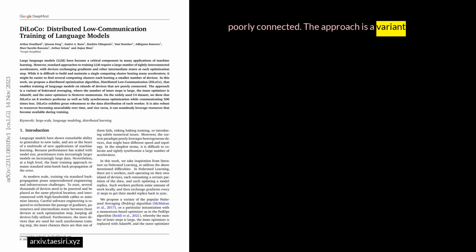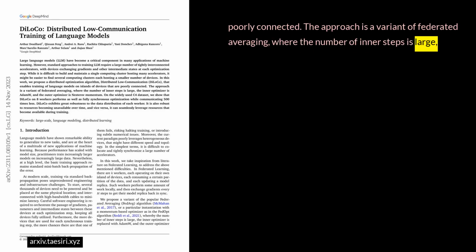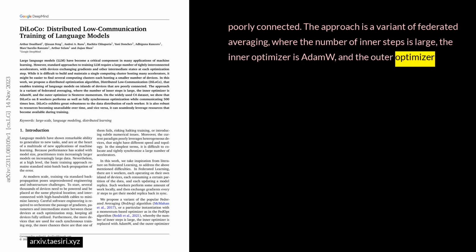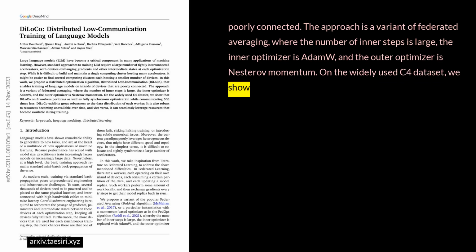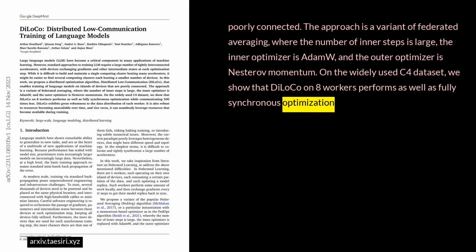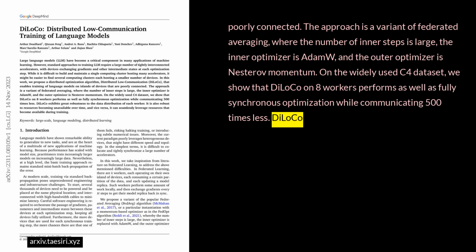The approach is a variant of federated averaging, where the number of inner steps is large, the inner optimizer is AdamW, and the outer optimizer is Nesterov momentum. On the widely used C4 dataset, we show that DiLoCo on 8 workers performs as well as fully synchronous optimization while communicating 500 times less.